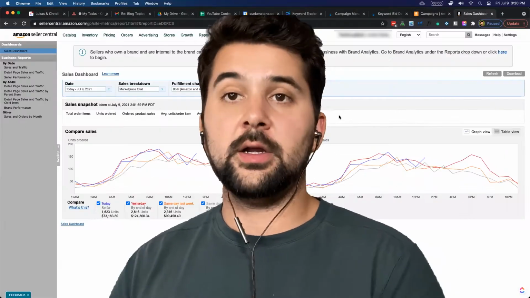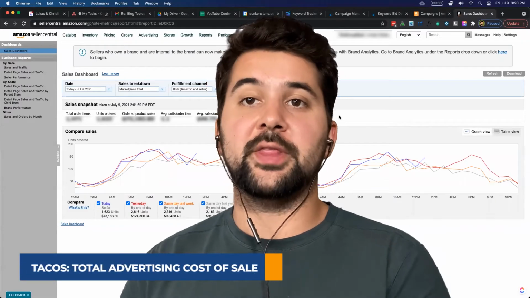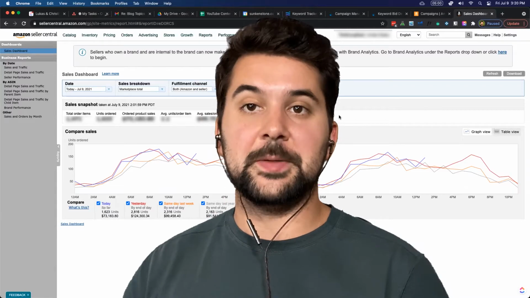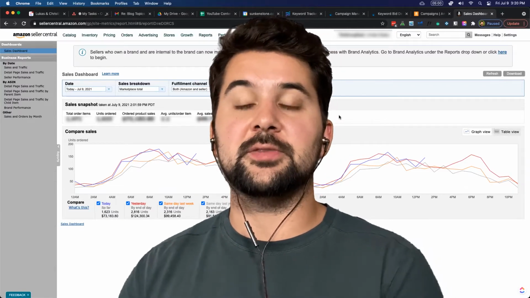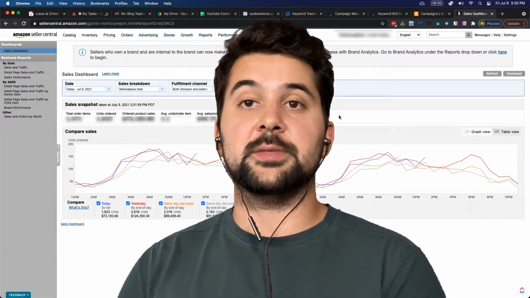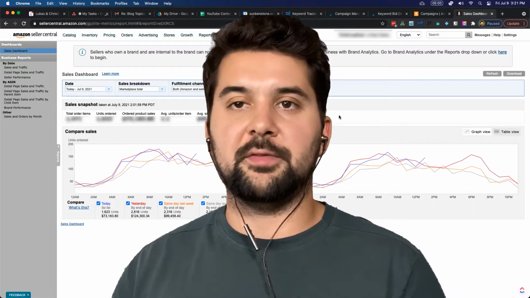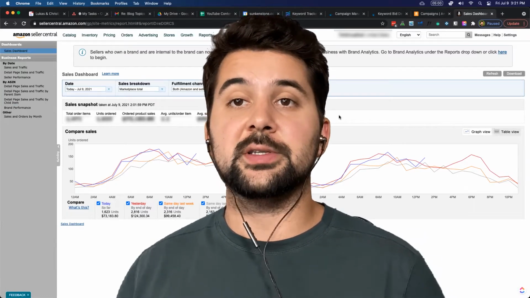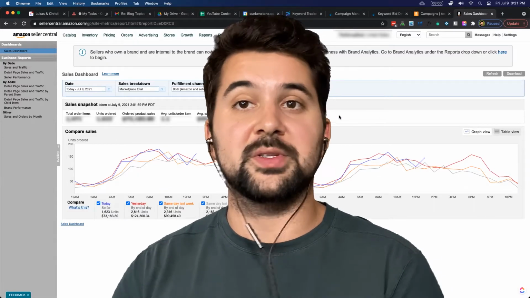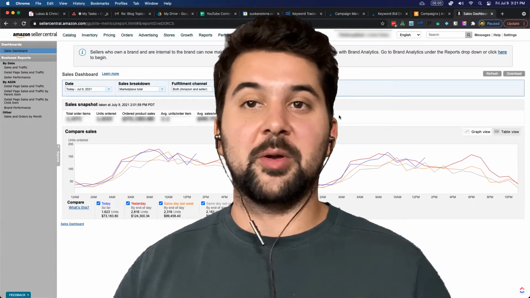TACoS, on the other hand, stands for total advertising cost of sale. And what that means is, of all the money that you make on Amazon, how much of that is taken away by your ads. So you could look at this more as a top line profitability metric. Profit is arguably one of the most important parts of actually running an Amazon business as a whole, if not the most important part. You're not in this to not make money. You're thinking about profit all the time.